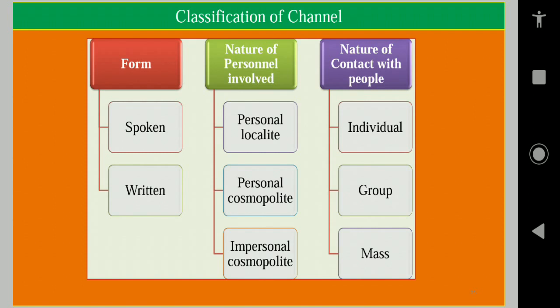Then come to the third classification, which is nature of contact with people. That is individual, group, mass. First is individual contact, means extension agent communicates with the people individually, and individually the extension agent meets the people, maintaining separate identity of each person. Okay, and what is the example? Farm and home visit, farmer's call, personal letter, etc. They contact individually.